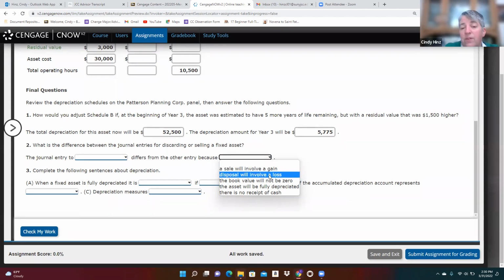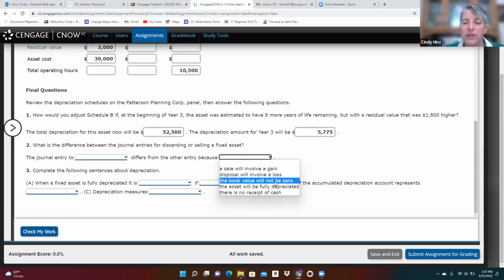Disposal might involve a loss, but it might not, because the asset, when it's discarded, could have a 0 book value or 0 carrying value. And so there would be no loss involved with that. The book value will not be 0. Well, we can't know that. It could have a zero value whether we sell it or dispose of it. So that one may not be true.